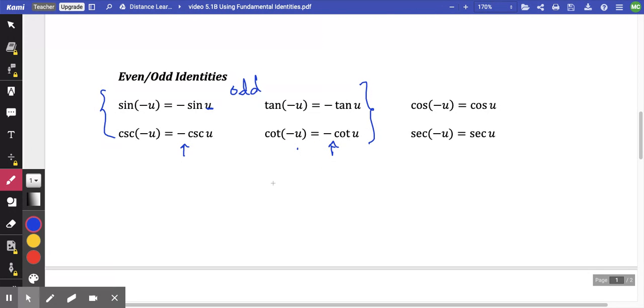Now for the two even functions, there are only two that are even, and that would be cosine and secant. With cosine and secant, if you've got cosine of a negative angle, or secant of a negative angle, that's equivalent to cosine of just the positive angle, or secant of the positive angle. So essentially it's saying if you've got a negative in there, you can pretend like it wasn't there at all. And again, that'll make things a little bit easier to deal with.